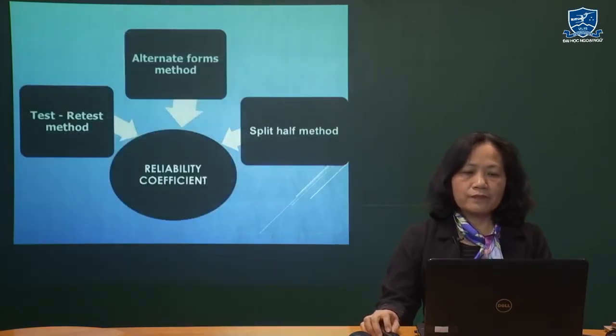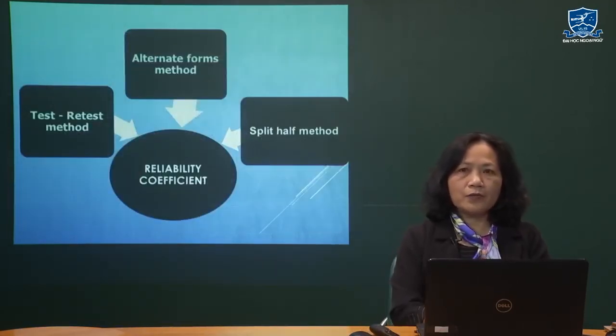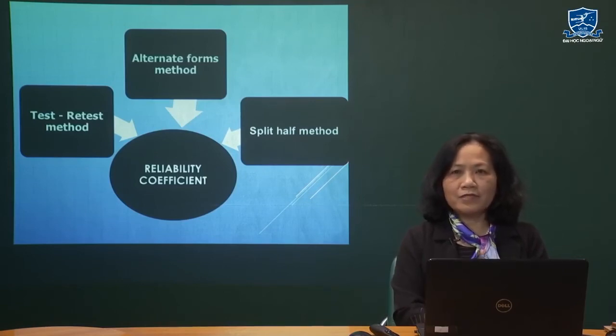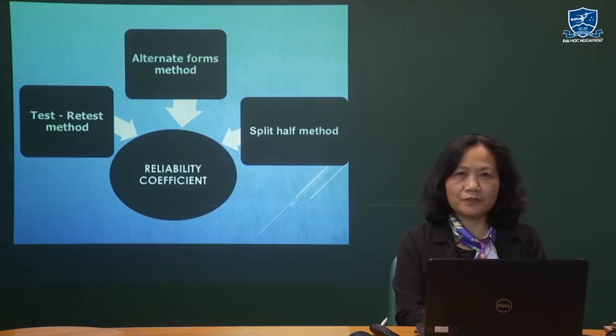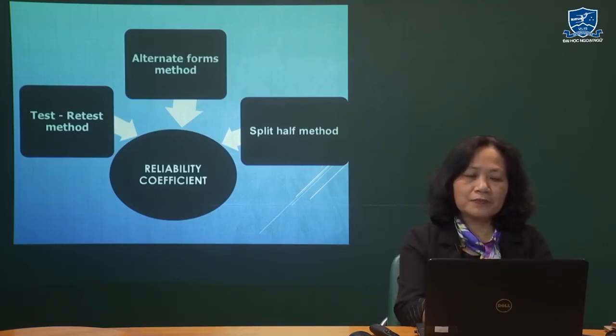How can we have two sets of results to compare? There are different methods. The first method that has been used for quite a long time is the test-retest method. The second one, alternate forms method, and the third one, split-half method. So, what is the test-retest method?